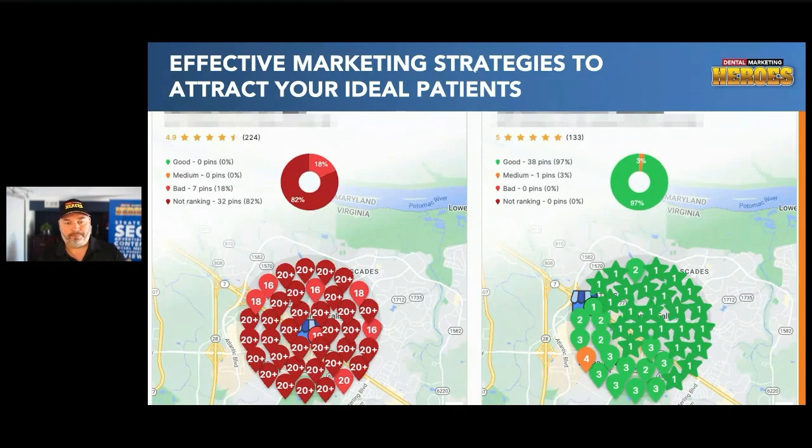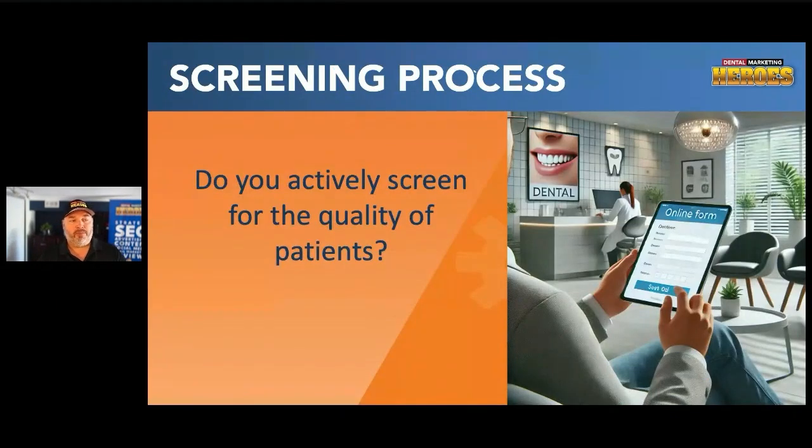Do you have a screening process? Do you actively screen for the quality of patients? Implementing screening processes can help you filter out the non-ideal patients for your practice early on in the process, even before they come in for treatment.